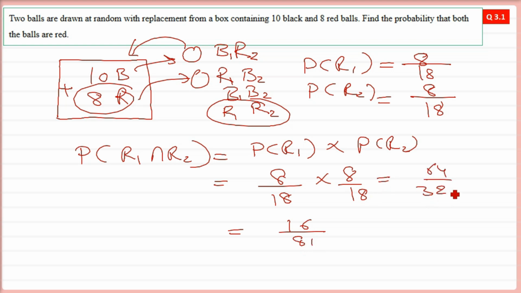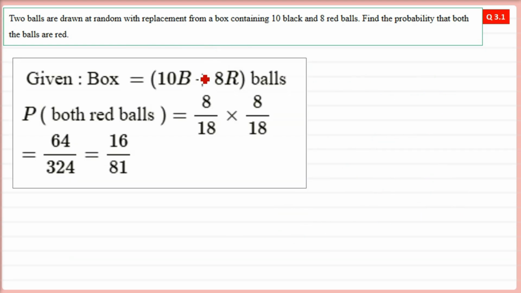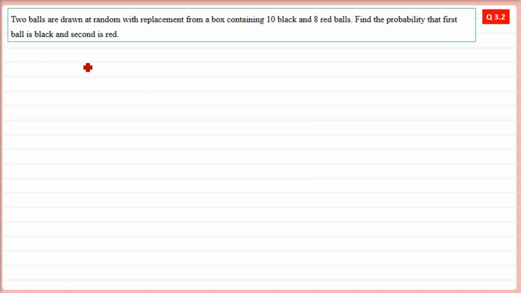Basically it's 64 by 324. So this was a very simple question that can be followed. 3.2 also will be done in a similar way. Now we have again the same box which contains 10 black and 8 red balls. We have to find out: first ball is black and second is red.